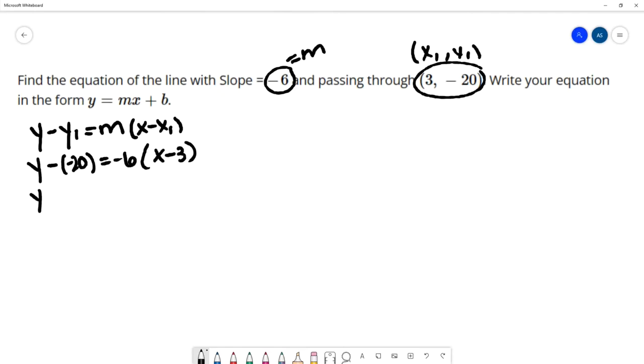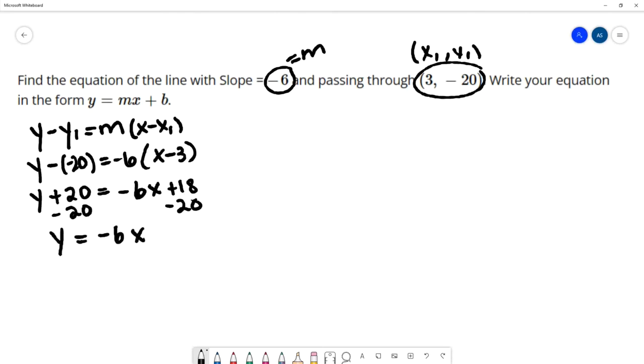We're going to put this in slope-intercept form. Y minus -20 is the same thing as y plus 20. We use the distributive property. -6 times x is -6x. -6 times -3 is a plus 18. And I'll subtract 20 to get the equation y equals -6x minus 2. So we've gotten the equation using point slope form.